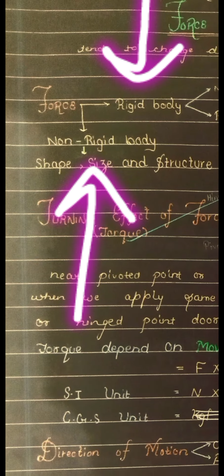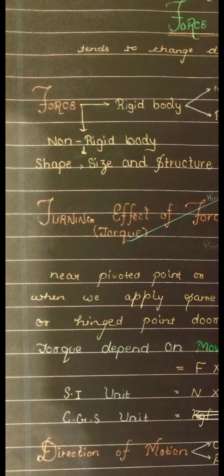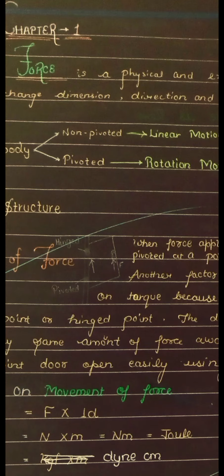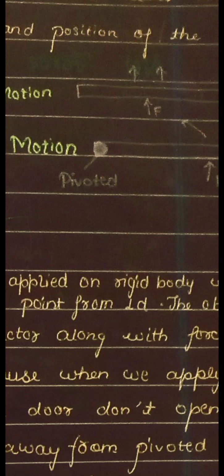Force can be applied on only two kinds of bodies. One is rigid and the other is non-rigid. When force is applied on a rigid body, there may be two cases. That body may be pivoted or non-pivoted. Let's see the diagram. In the first diagram, the body is not pivoted at any point. But in the second diagram, we can see an axis because of which the body is pivoted.